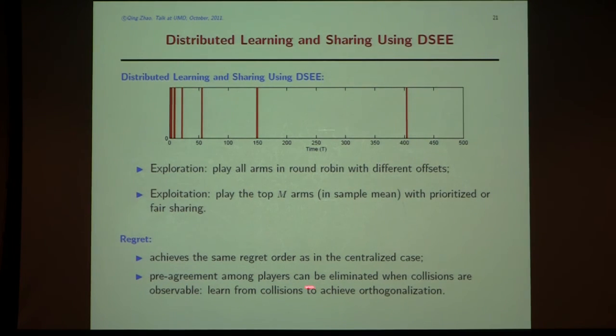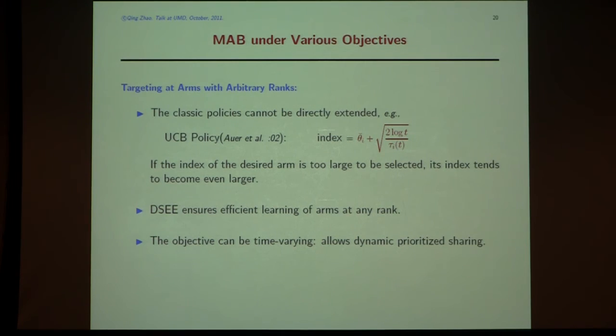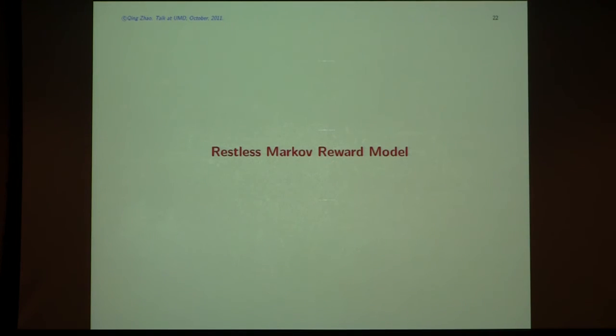So when a collision is observable, then we can have, without any agreement among players, completely asynchronous, we can achieve log regret, which is the best possible scenario. So we're happy because, again, it's the same simple structure of the policy, but it can handle the distributed scenario. As we mentioned, the classic policy cannot even handle a single player when you want the second best arm, cannot easily be adjusted.